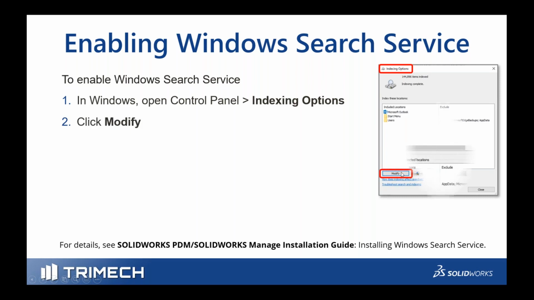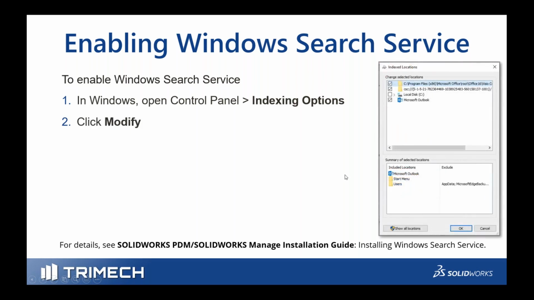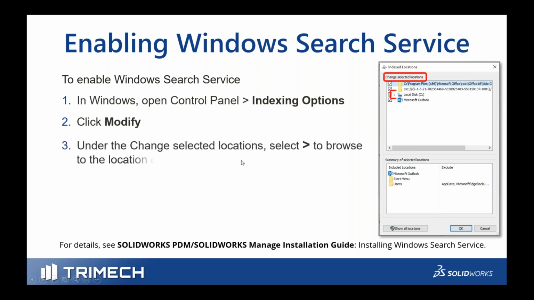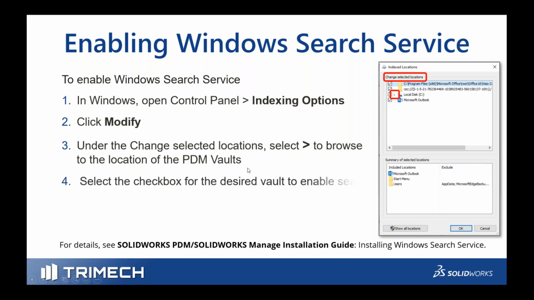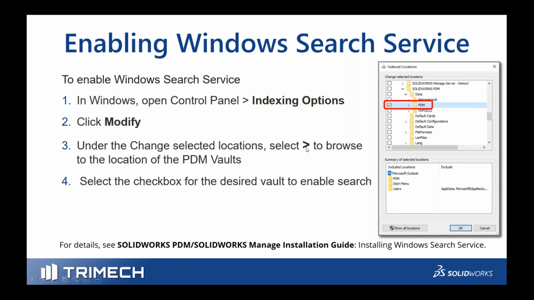You would then click the Modify button, which would open a second window where you now have a chance to find the location of the PDM vault or folder that you want to have Windows index for you, the search index. Next, you would check the checkbox to enable search for the PDM vault. So you're basically going to use browse to locate the vault and then check the vault that you want to index, whether you have multiple vaults or just one vault. Then you would click the OK button and close the dialog box. So that sets up the first part of being able to enable searching.